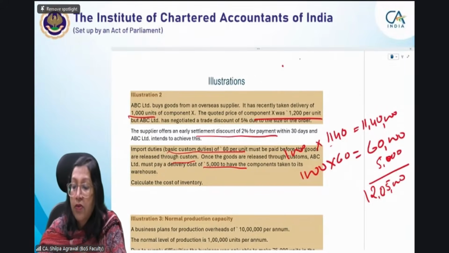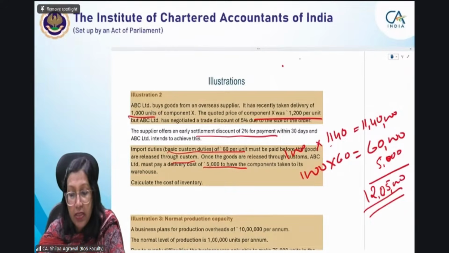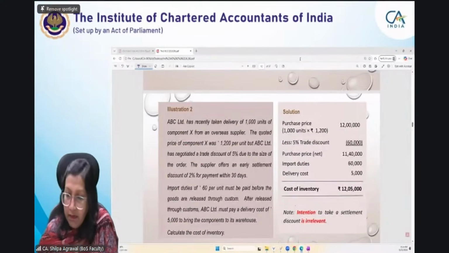Okay. So 12 lakh 5,000 becomes the cost of purchase. The first element of the cost of inventory is cost of purchase, and this is your 12 lakh 5,000 cost of purchase. Okay. Coming back to the PPT again.